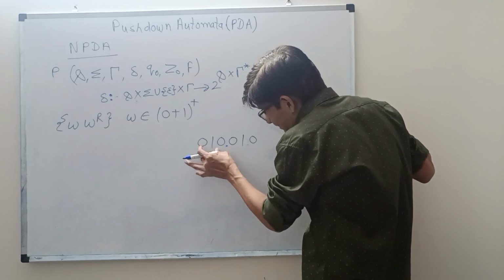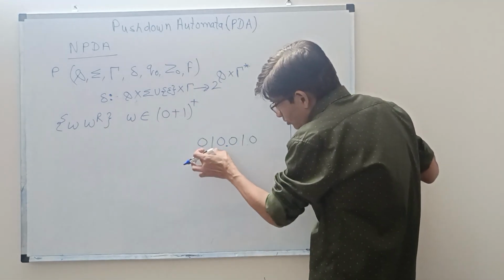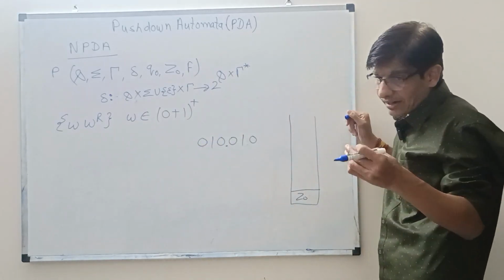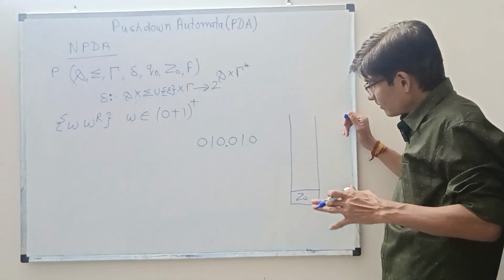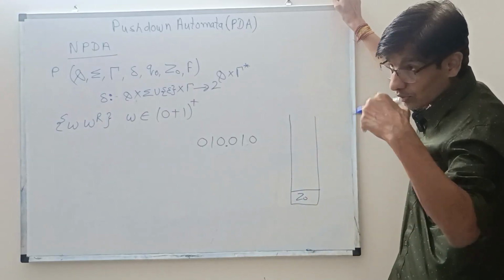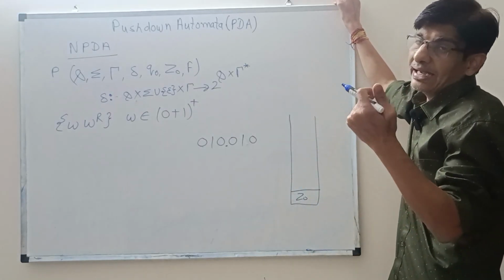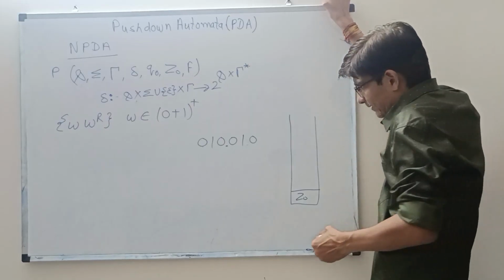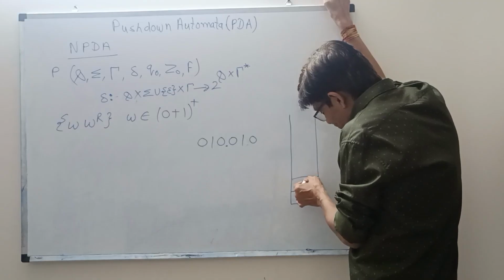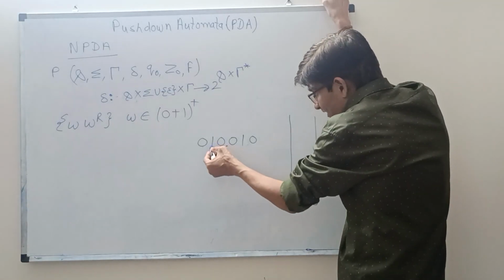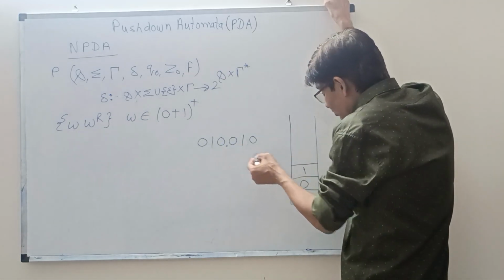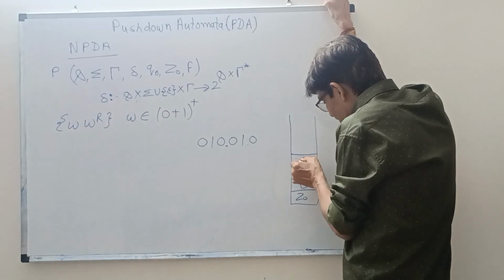Now this is W and this is WR. Here W is 0, 1, 0. So whenever I am reading W, I will push elements into the stack, and whenever I am reading WR, I will pop elements from the stack. So if I am reading 0 here, I will push 0 into the stack. If I am reading 1 here, I will push 1 into the stack. I will read 0 again, so I will push 0 into the stack.